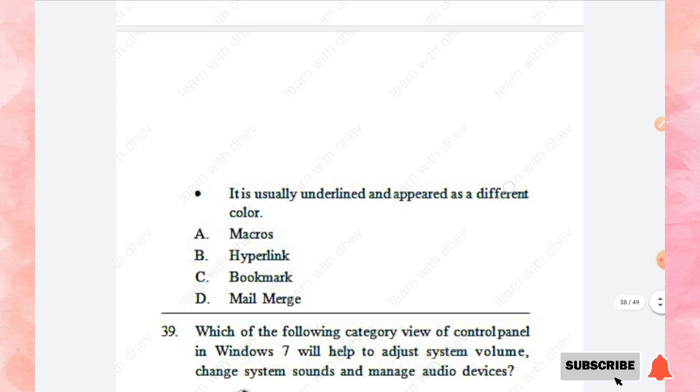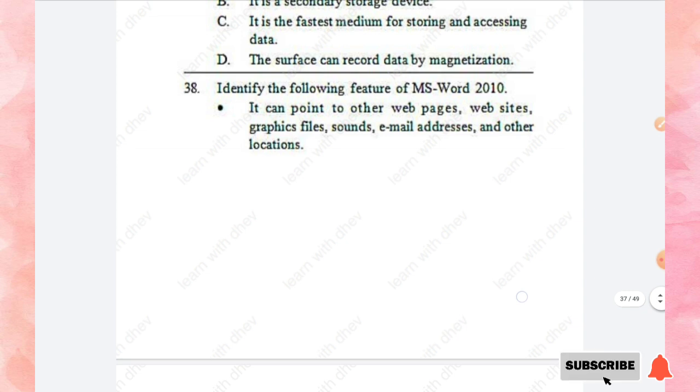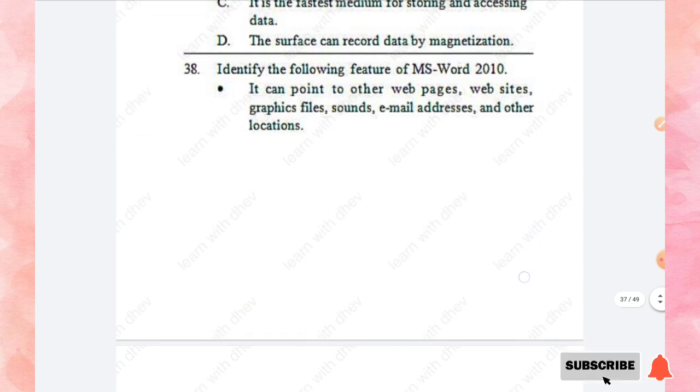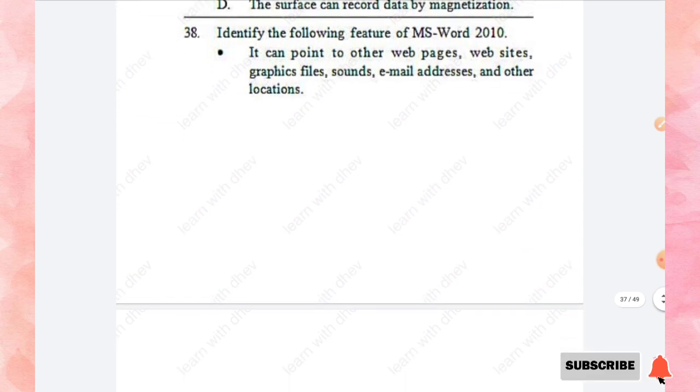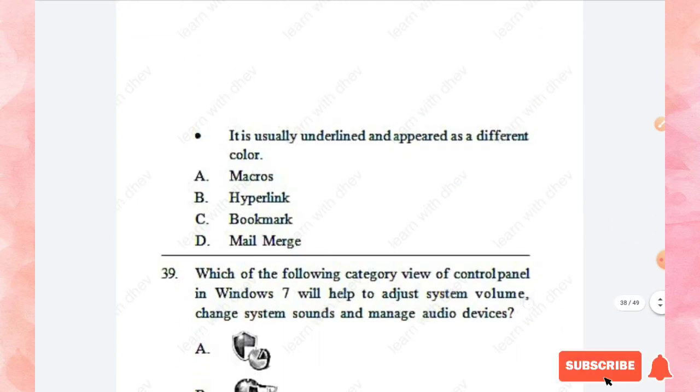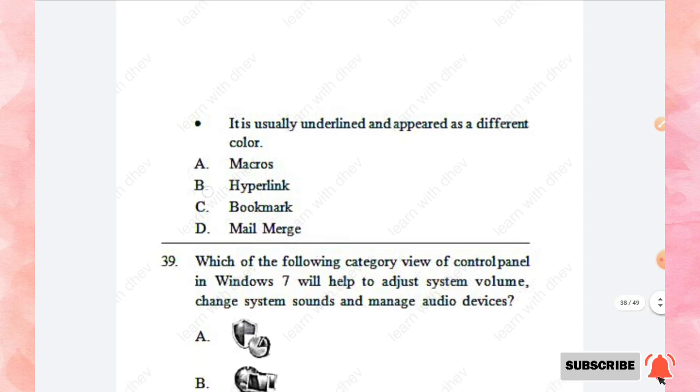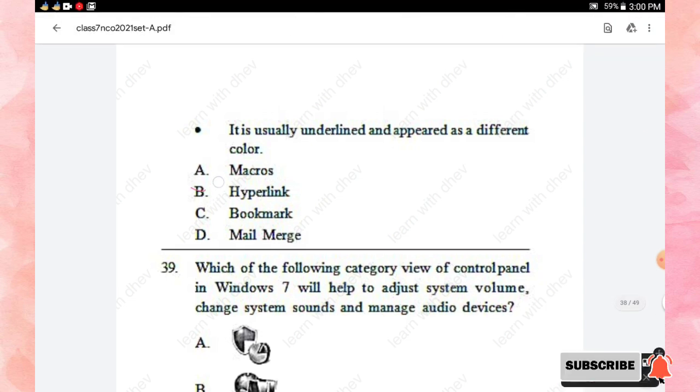So which feature will point to web pages, websites, graphic files and sounds, and is always denoted with an underline and appears in a different color? Yes, which one is it? It's option B, hyperlink. Option B is the right answer.